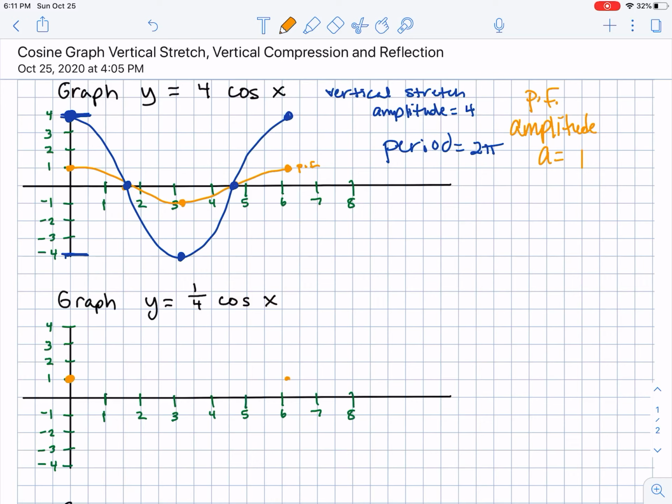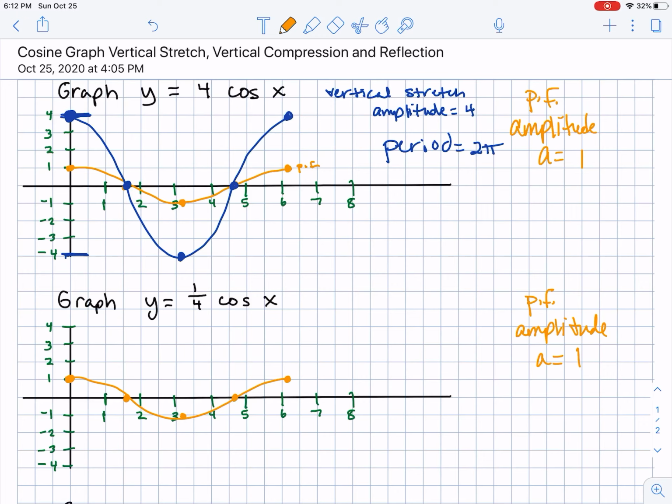I'm going to draw the parent function just so you can see what happens when we do a vertical compression. So here is my parent function. Again, with my parent function, the amplitude is the absolute value of a, so that would be 1. The amplitude is that distance from the maximum to the midline, or also the minimum to the midline.